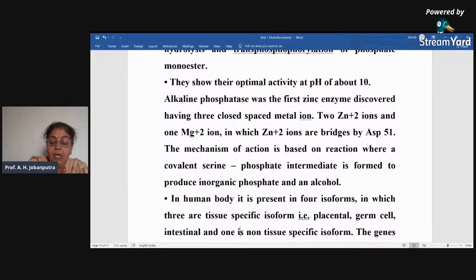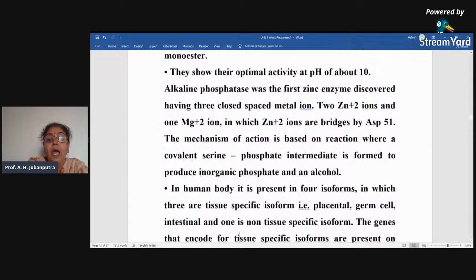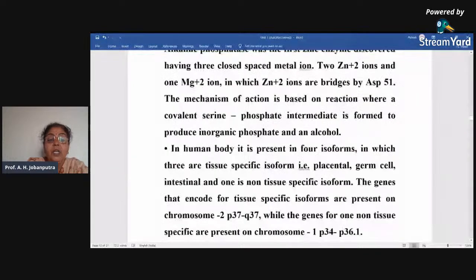In the human body, alkaline phosphatase is present in 4 isoforms, of which 3 are tissue-specific isoforms. So they are present in special tissues. Isoforms means what? Structurally similar, they may be functionally similar, but there may be some modification, isomeric forms. So depending on their location, they have their function, and so they are known as tissue-specific isoforms. That is in the placental barriers, germ cells, intestinal cells, and one is a non-tissue specific isoform.